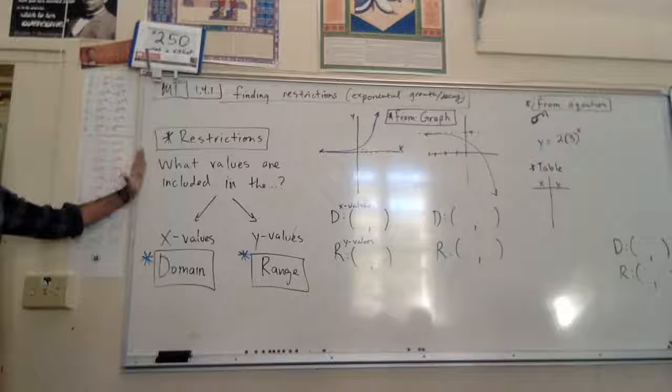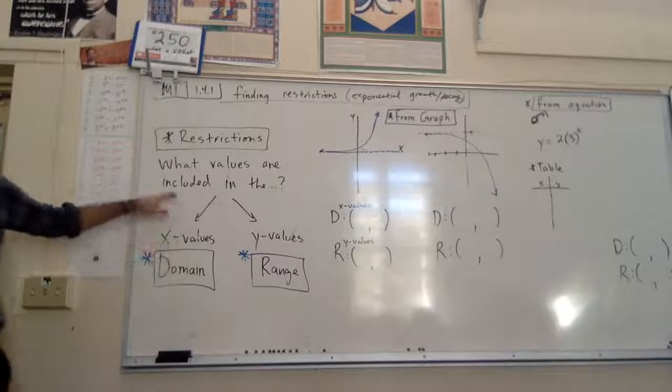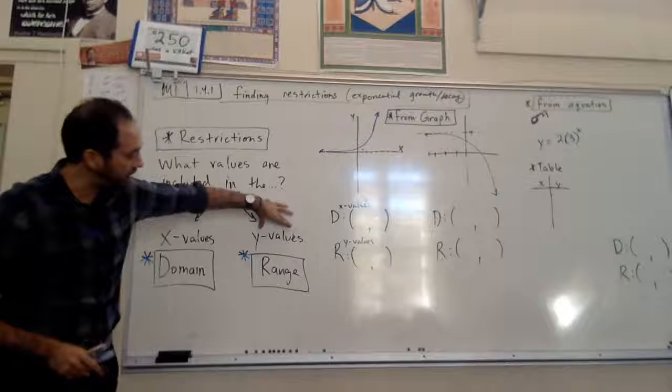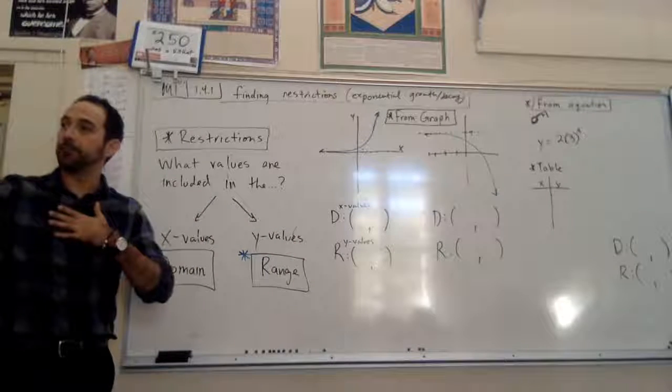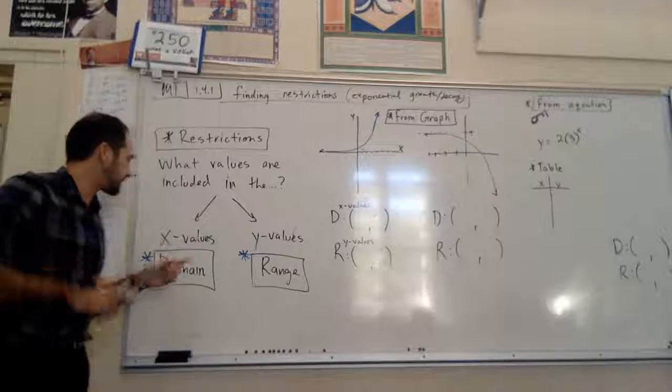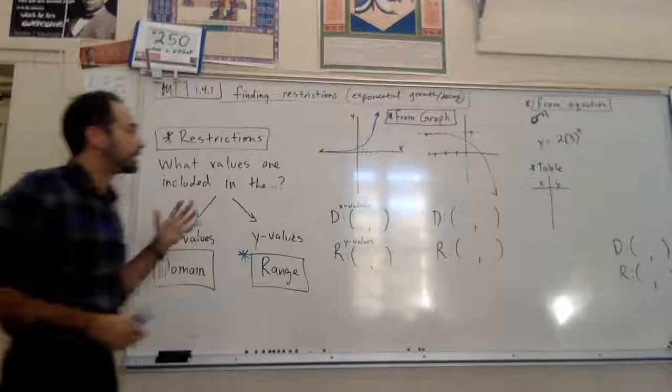What values are included in the x values? That's our domain. What values are included in the y values? That's going to be our range. So we have to assess one at a time. If I'm looking for the domain, I'm just saying, well, what about the x values? What are included?